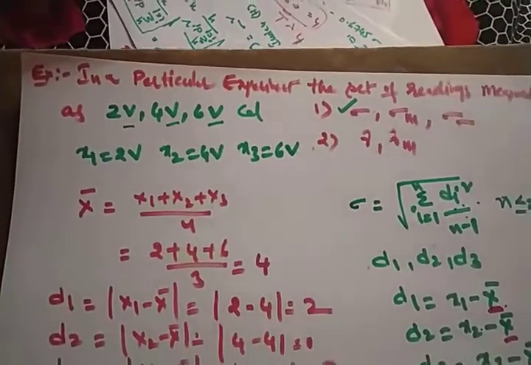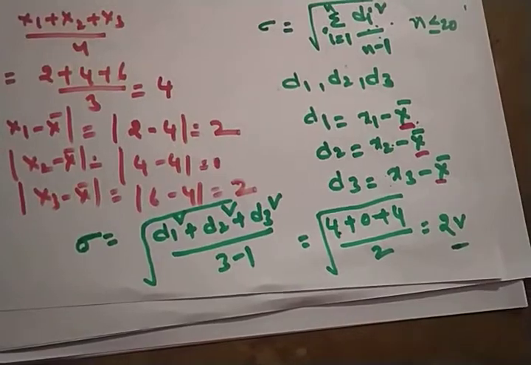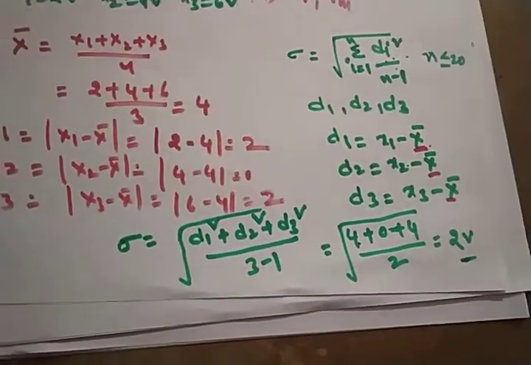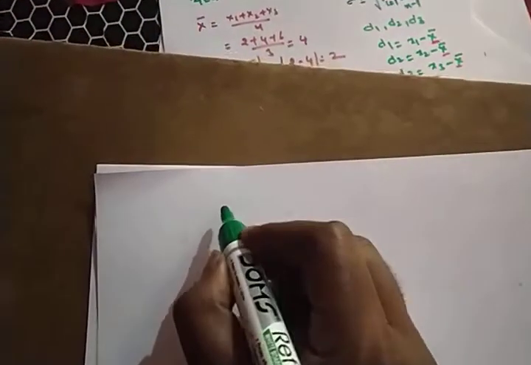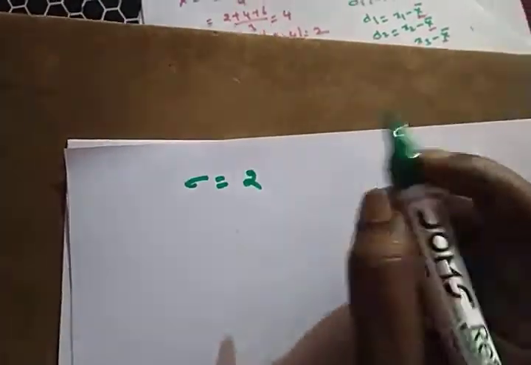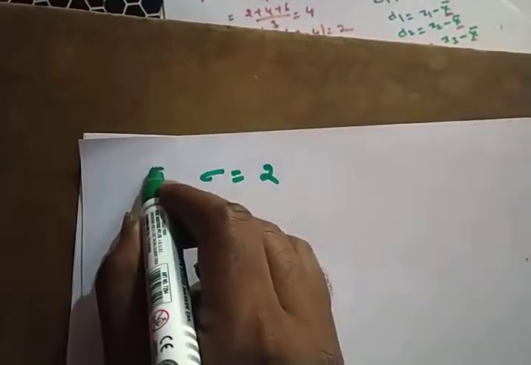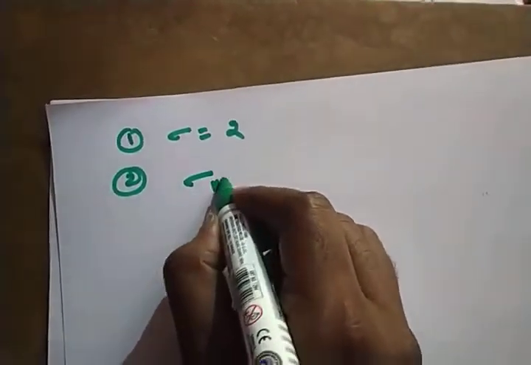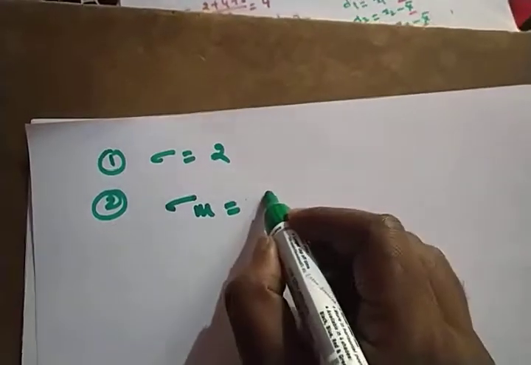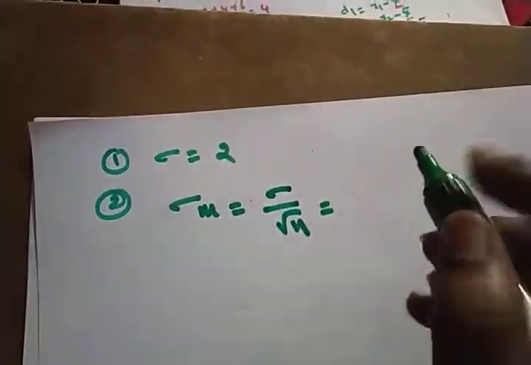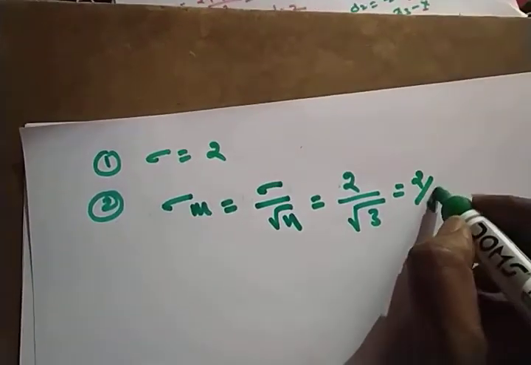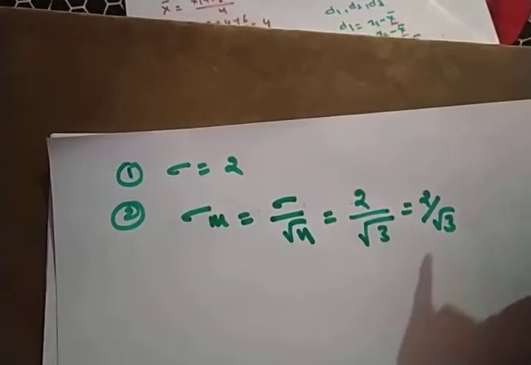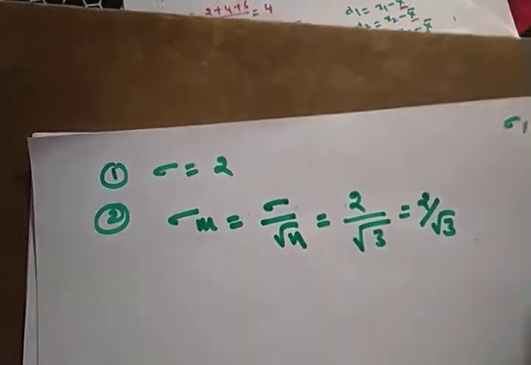Next you have to find out the mean of standard deviation. What is the formula for the mean of standard deviation? We got sigma equal to 2. The formula is sigma by root n. So from this, sigma is 2, and what is the n value? 3. So the value is 2 by root 3. So we have calculated sigma m.